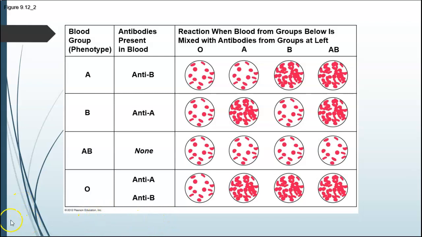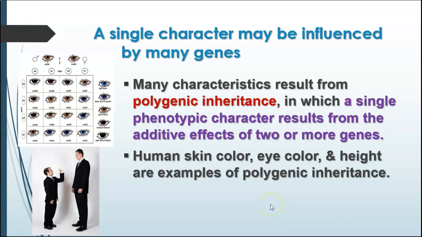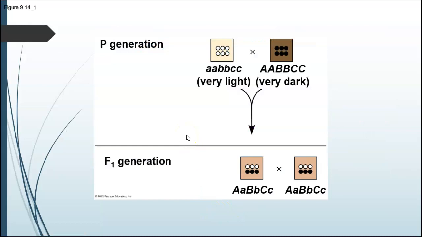We'll talk more about blood types and antibody reactions when we talk about the immune system in a future unit. Now, another thing that can happen is that some characteristics are influenced by numerous genes, probably more than we even realize. This is called polygenic inheritance, where one characteristic results from the additive effects of two or more genes. A couple of examples are shown here. Eye color, there's a bunch of different eye colors you can possibly have. Height, skin color, all of those are examples of polygenic inheritance in humans. Here we're going to talk about skin color, and then we'll do a problem about eye color in some of the problems that you'll work on.